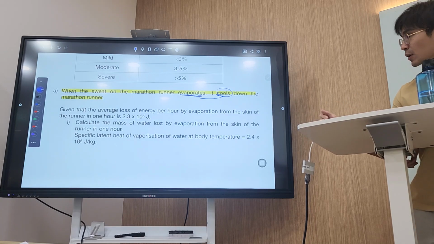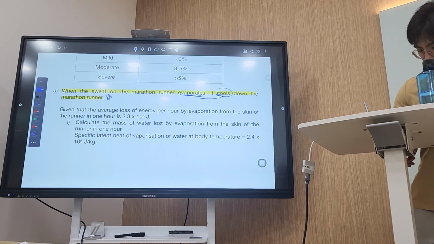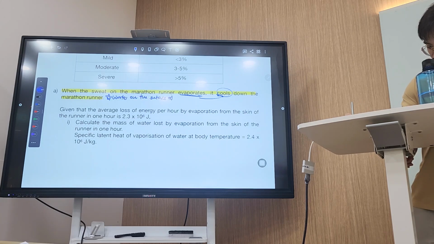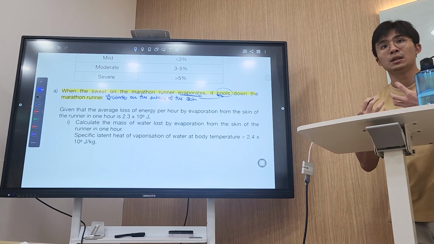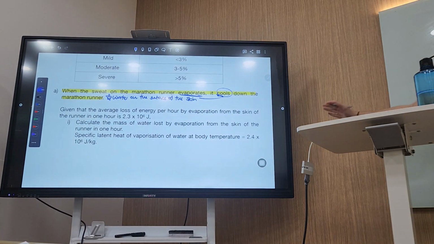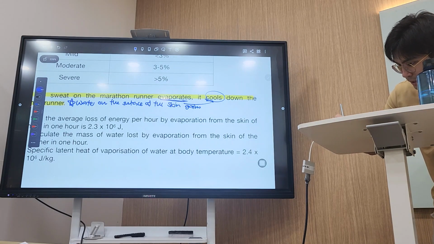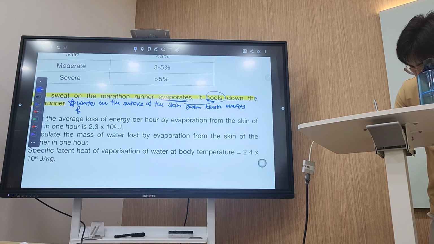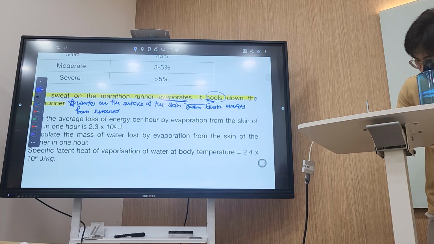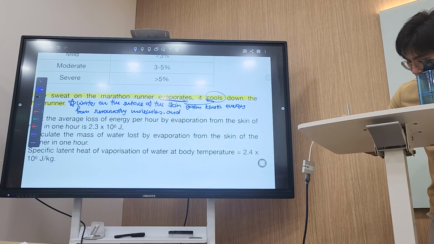Okay, this is an exam question, and here's the answer. Water on the surface of the skin. To evaporate, what do you need? You need to break free from the bonds that are holding you in liquid state, correct? Then you can escape as a gas, right? So water on the surface of the skin gains kinetic energy from your surrounding molecules and escapes.